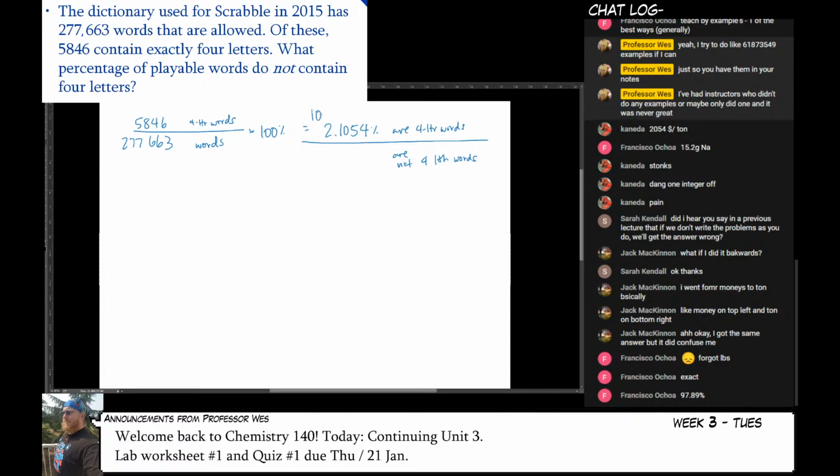Well, that would just be 100% minus this number. And this is exact, right? That's 100.00000 forever. So I'll just do 100 minus my answer, and I get 97.8946%. And so however many sig figs you want to report for that. The other way you could do this is you could subtract these two numbers and then do a percent. Either way works.